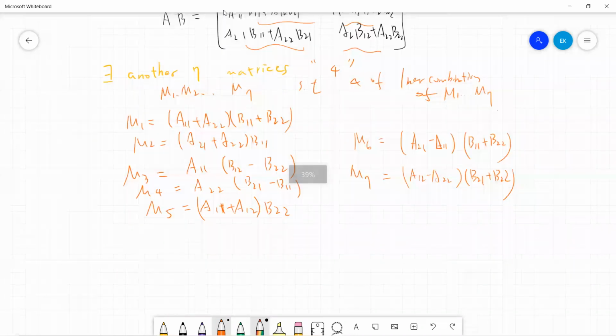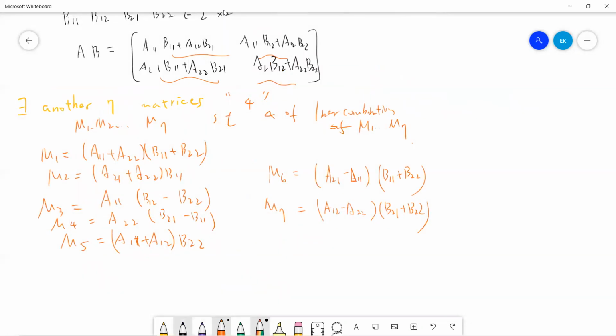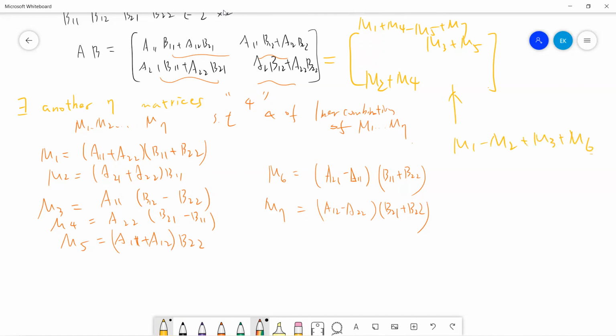Okay, so let's check this. These matrices are basically M3 plus M5, M2 plus M4, M1 minus M2 plus M3 plus M6, and M1 plus M4 minus M5 plus M7. Let me just do a sanity check.